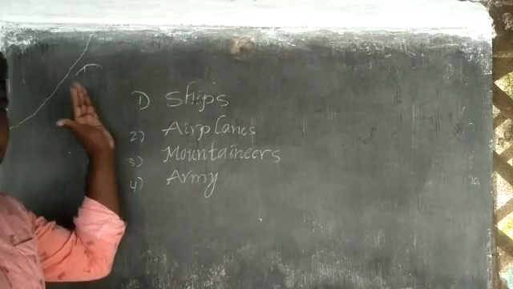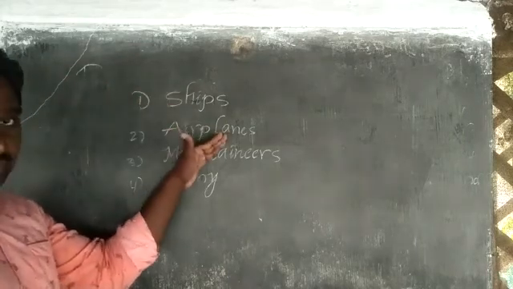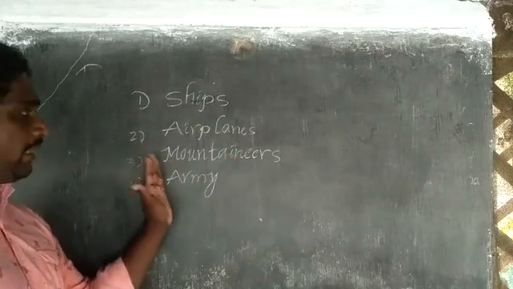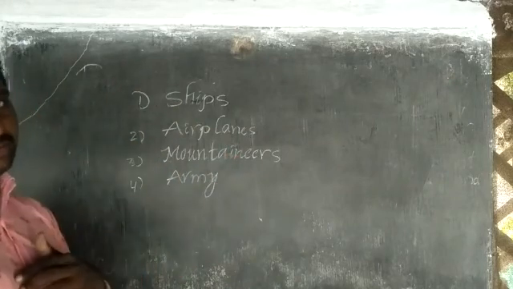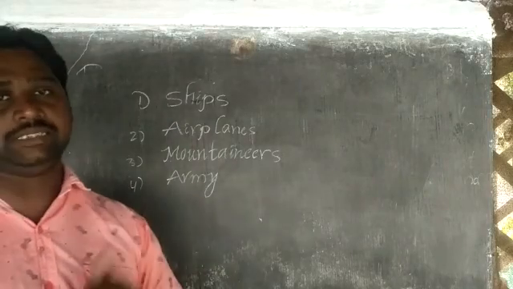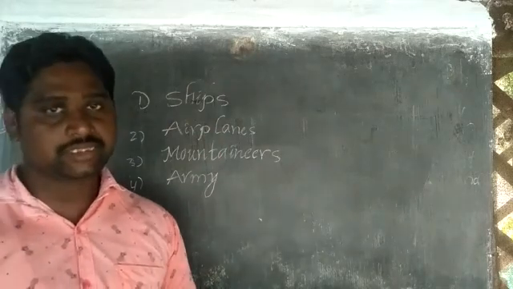The magnetic compass is used in ships and airplanes. Mountaineers and army people carry a magnetic compass. Why? Because they need to find out the directions: north, south, east, and west.